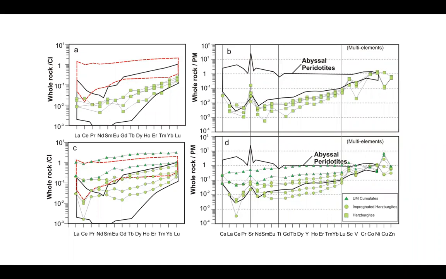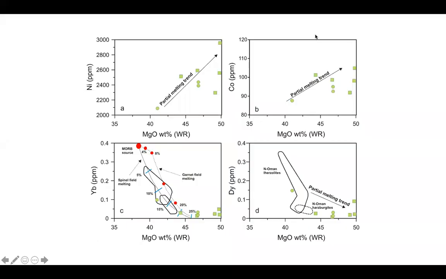Peridotites from Kızıldağ ophiolite show slight spoon-shaped rare earth element patterns with small twists in La, Ce, and Pr. Large ion lithophile elements such as cesium and strontium show positive anomalies. Nickel and cobalt are known as compatible during partial melting. They show clear positive correlation with increasing magnesium oxide content. Nickel contents of harzburgites are higher than the impregnated harzburgite samples.